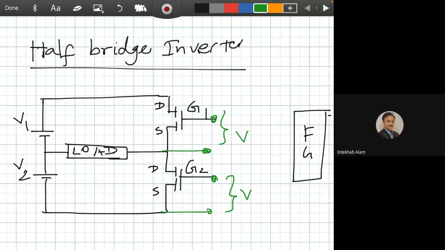If we want to apply a voltage, we need to think about the function generator and the synchronization of the signal. We need to produce the signal from the function generator. If we produce a signal from the function generator, then what will happen? The same signal we have to apply with an inversion.